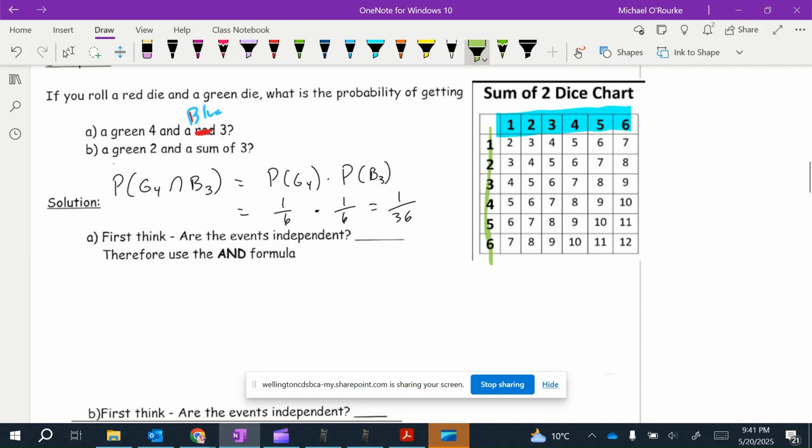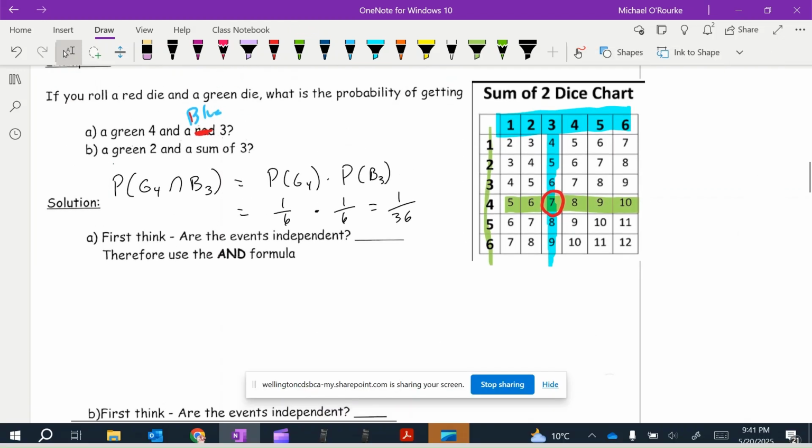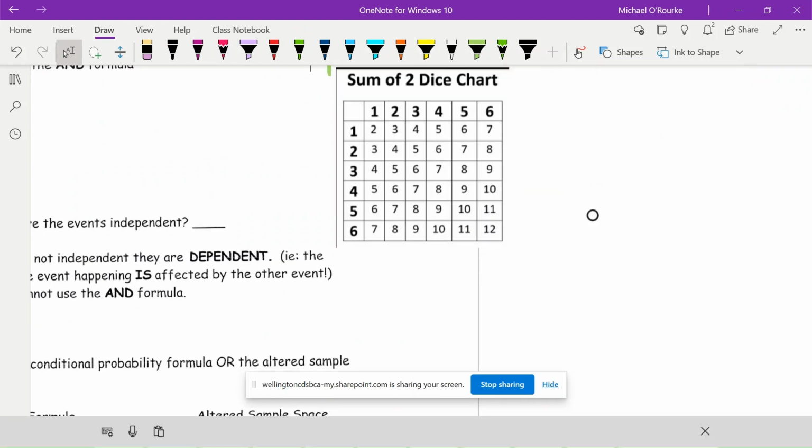Now if we go over here and look at our dice, the probability of getting a green 4 is all these ones. The probability of getting a blue 3 is all these ones. And the probability of getting both of them is right here. There's only one where they cross over. So it's 1 out of 36. There's 36 possible answers there. Okay, so copy that, paste it and bring it in. Now let's do the second one.